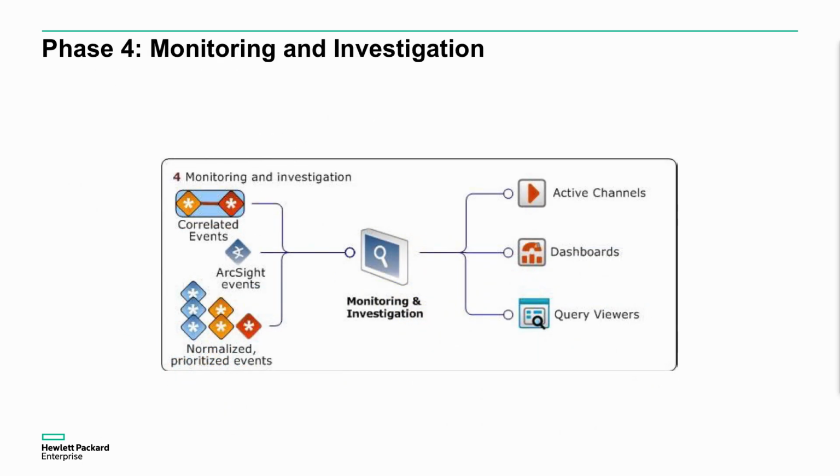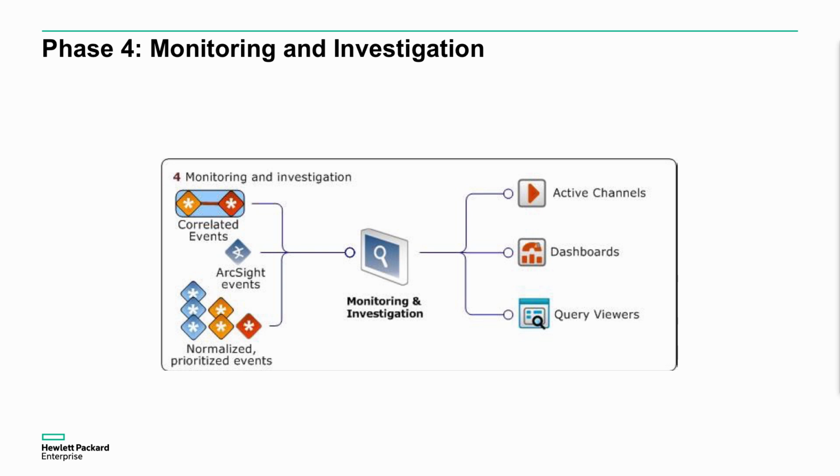Which then takes us on to phase 4, which is the monitoring and investigation. So now we've taken those events themselves, the correlated events, the audited events, and like I say, the ArcSight events, and then finally those prioritized and normalized events from the actual log sources. We can then put that through some additional sets of tools that will interact with those events. Remember, we're talking about the life cycle. So what happens as the events pass through the system.